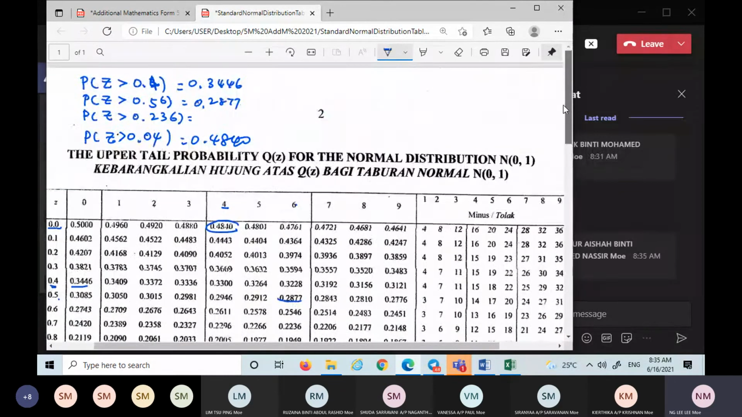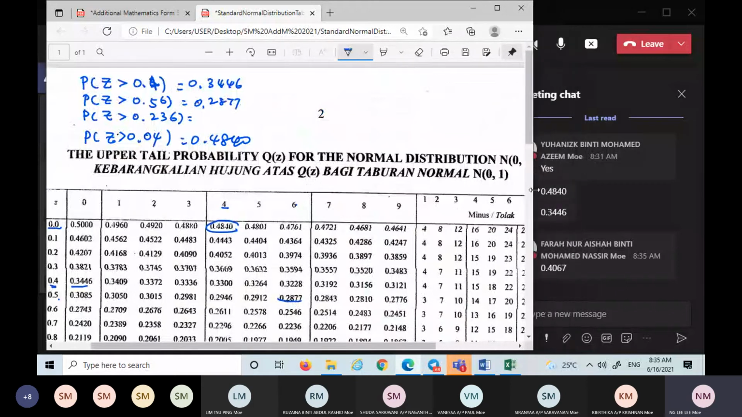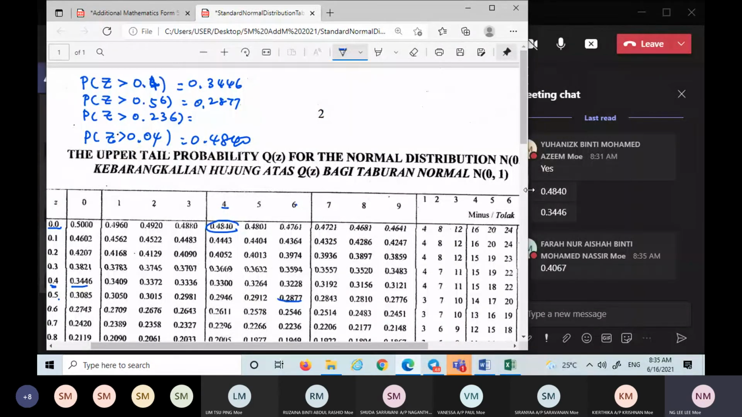Hey, sorry. Okay, Farah gave me the answer already. I think maybe she opened her copy. Okay, her answer is 0.4067. Okay, let us check.